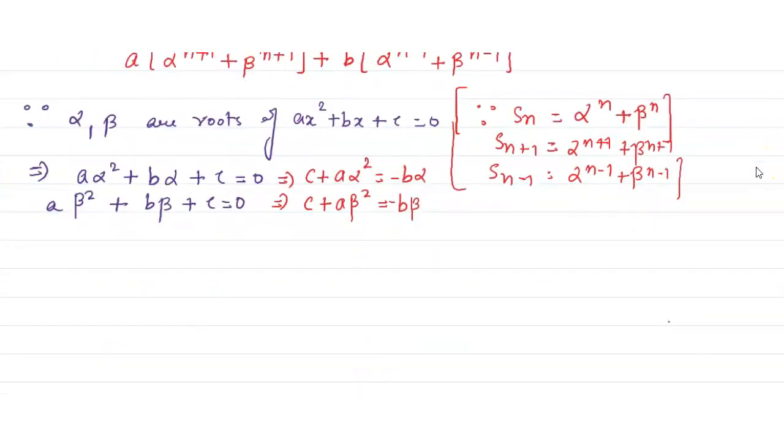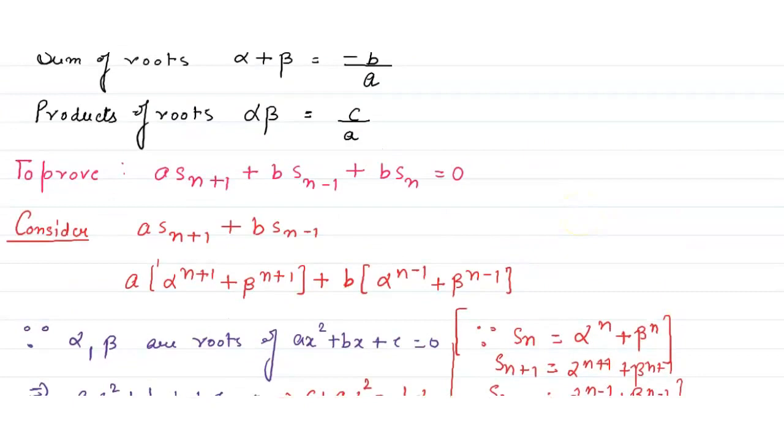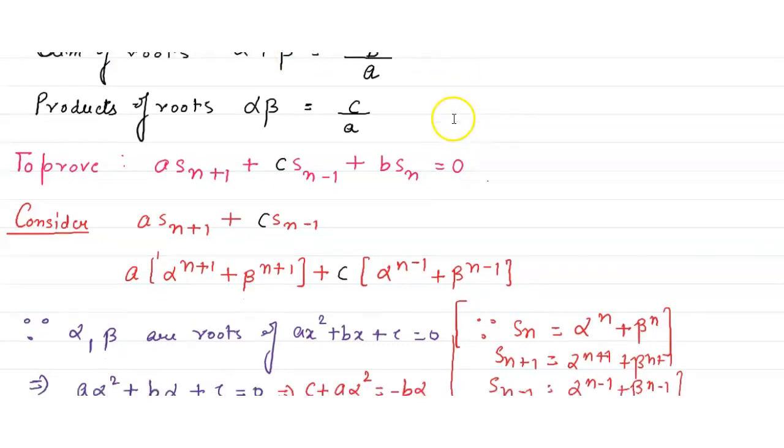So now look at this. My expression was a Sn plus 1 plus c Sn minus 1, this was the right. Basically I had to prove this here. Let me just correct it. Here is c, this is c, so it will also be a c, right? This is also a c. Let me correct it now.